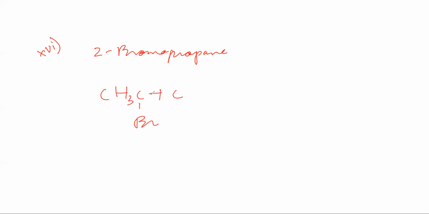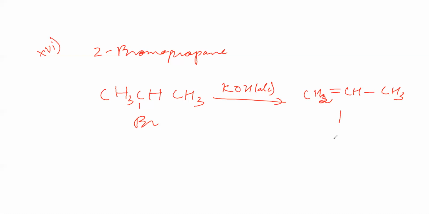So number 16 is 2-bromopropane. One, two, three. At the 2 position there is bromine, and now we replace it with hydrogen. Now let us take alcoholic KOH. What are we going to get? CH3-CH=CH2. Now here if I add HBr in presence of peroxide, what am I going to get?